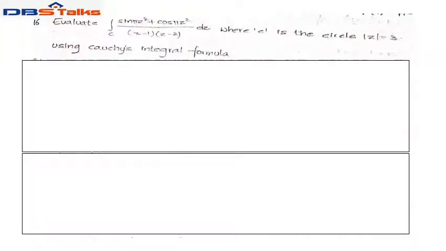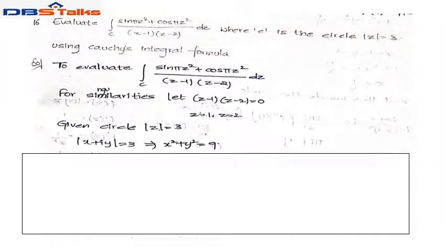Next problem: evaluate the integral over c of (sin pi z square plus cos pi z square) by (z minus 1) into (z minus 2) dz, where c is the circle mod z equal to 3, using Cauchy's integral formula. In this integral, first we find the singularities.